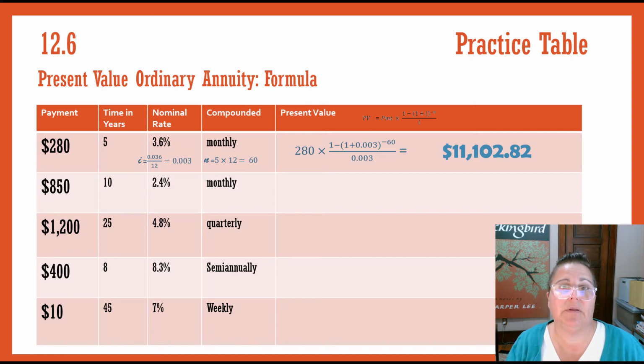The second example has a payment of $850, compounding monthly, so we're going to take it every month. We have 2.4% interest rate, compounded monthly, because it has to be the same. This is a simple annuity for the next 10 years. So finding our I and our N, our interest per period would be the 0.024 divided by 12. Total number of periods would be 12 times a year for 10 years, or 120. The payment that they would like to receive is $850.